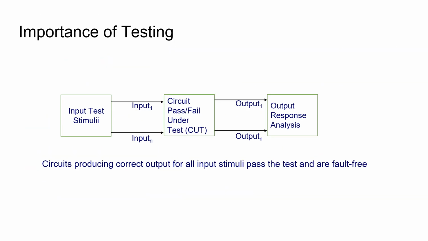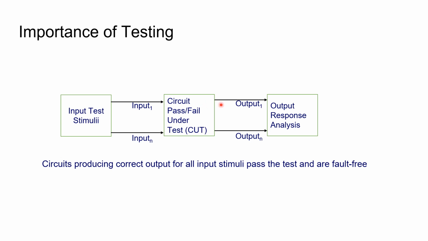Okay, so how is testing important? So this is a DUT, or design under test. It's also called circuit under test. What you need to do is apply inputs. There are n inputs and n outputs. You apply inputs on all the inputs, then you observe the outputs, all the outputs, right?